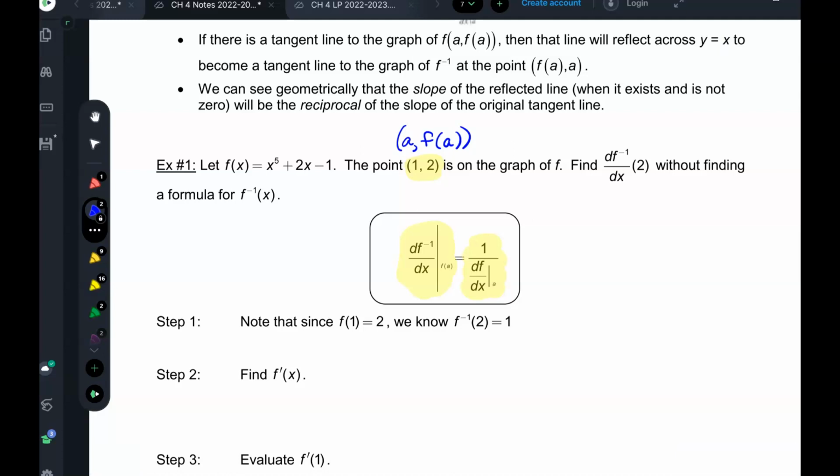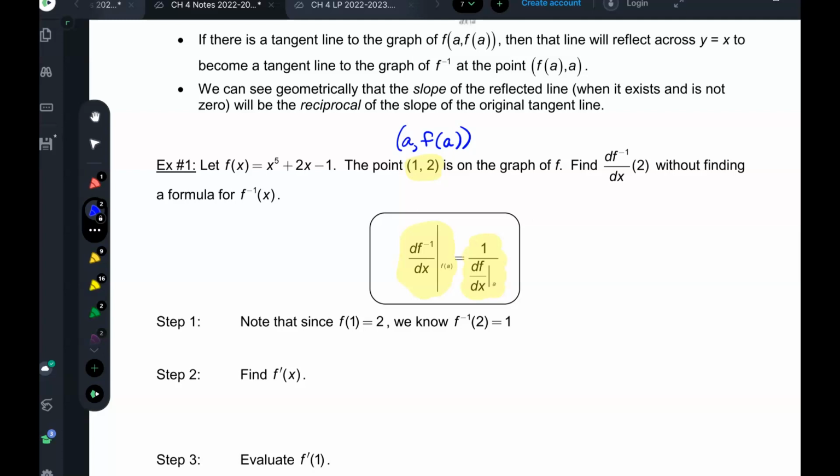Okay, so notice what I'm asking for here. I'm finding the derivative of the inverse at 2, which is my f of a. So you see what it's asking for? Basically, whenever you're finding the derivative of the inverse, this is going to be a y value on your original function.